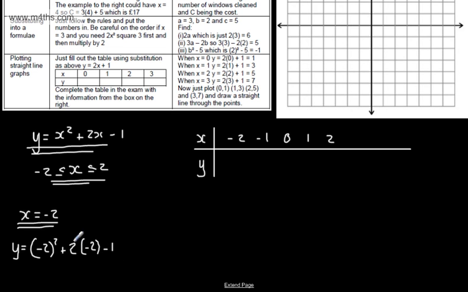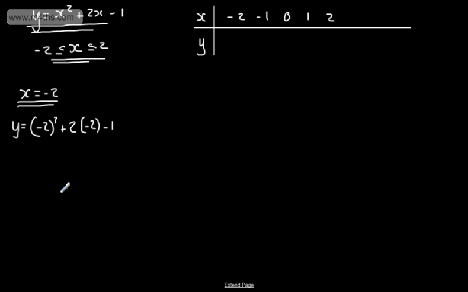Okay, so if we think about this, when we square a negative number, it becomes positive. So y is going to be equal to 4. We've got a negative and a positive. That would be minus 4 minus 1. 4 minus 4 is 0. Minus 1 is going to give us minus 1. So when x is equal to minus 2, y is equal to minus 1. So we can put in minus 1.